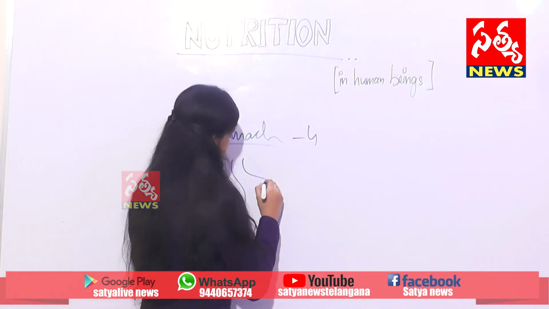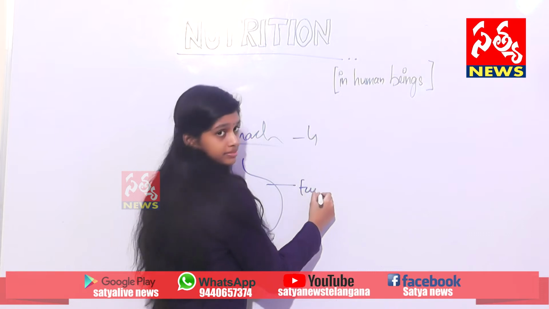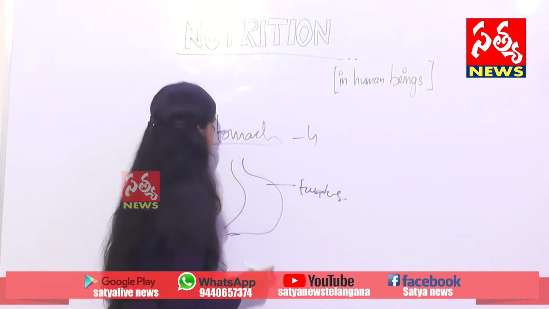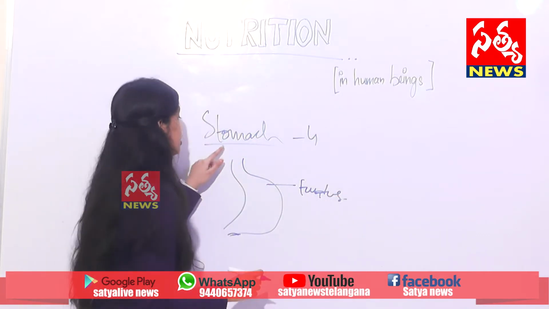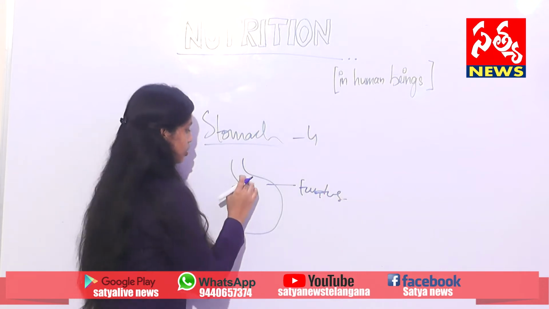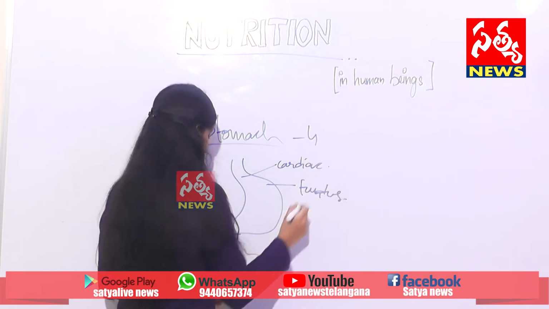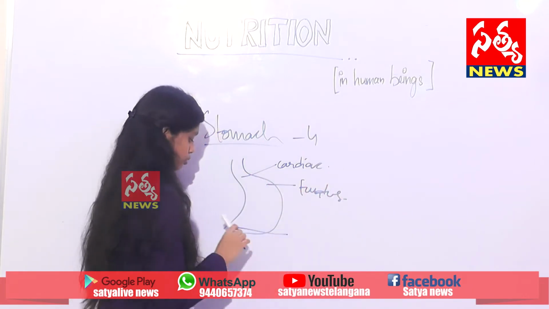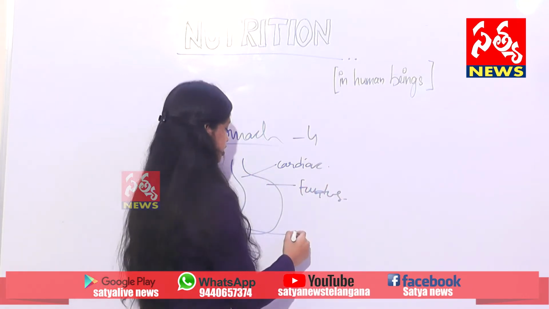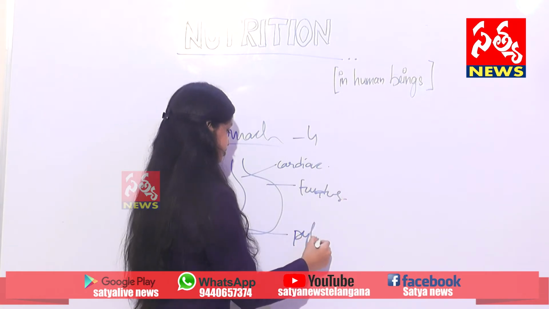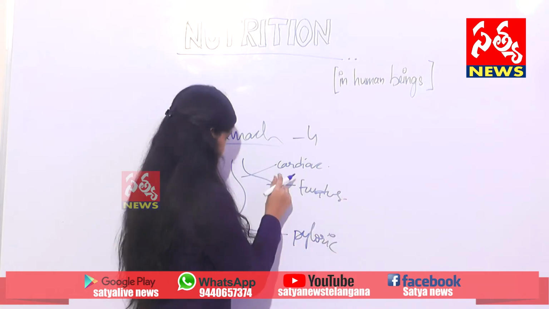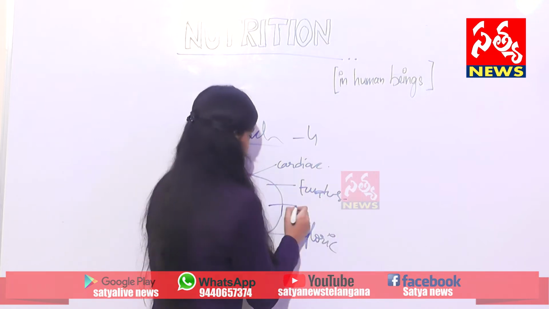Here, this part is called the fundus. And this part near the junction of the esophagus and the stomach is called the cardiac. And this part near the junction of the small intestine and the stomach is called the pyloric. And this leftover part is called the body.